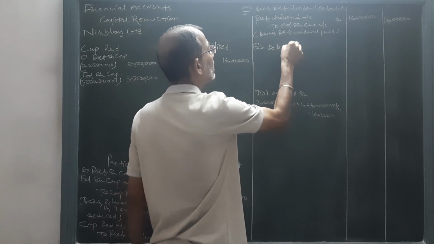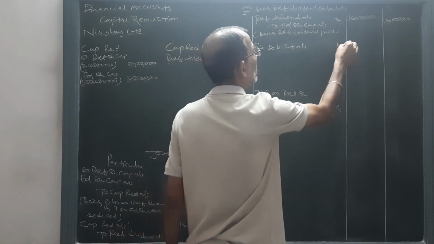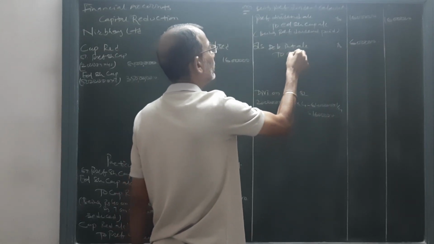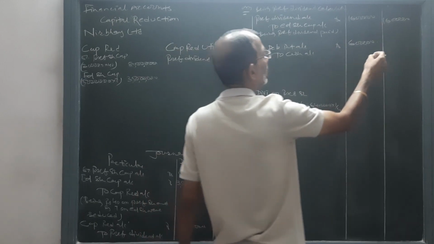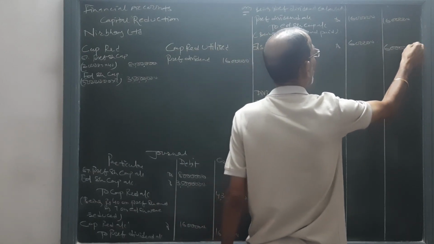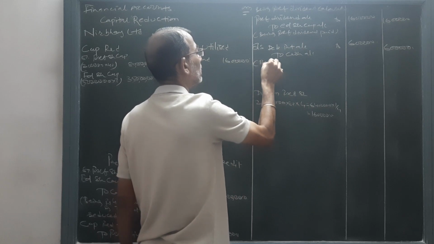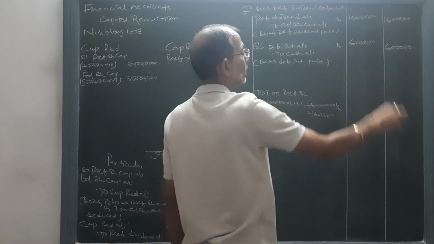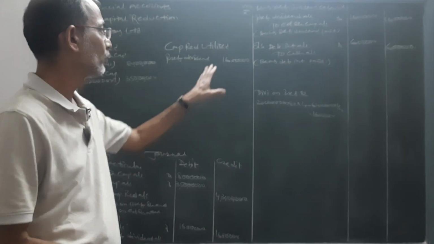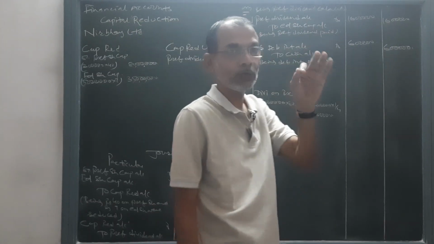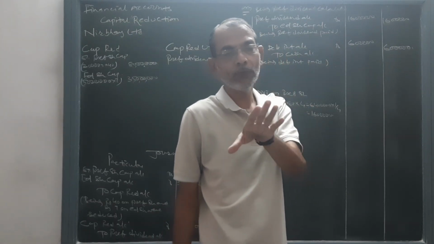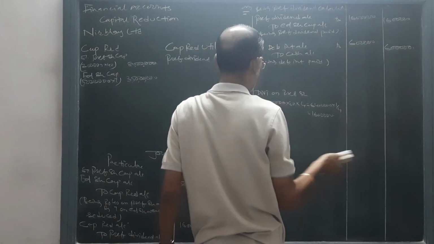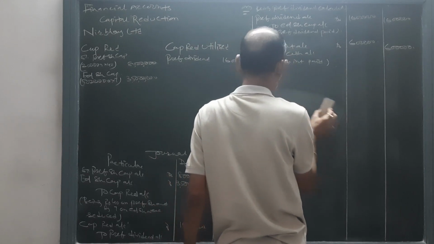Outstanding debenture interest account debit 6 lakh to cash bank account. Being debenture interest paid. Now you see I have been writing all these words in short form, but it will be better for you to write full forms and also draw the journal very properly.